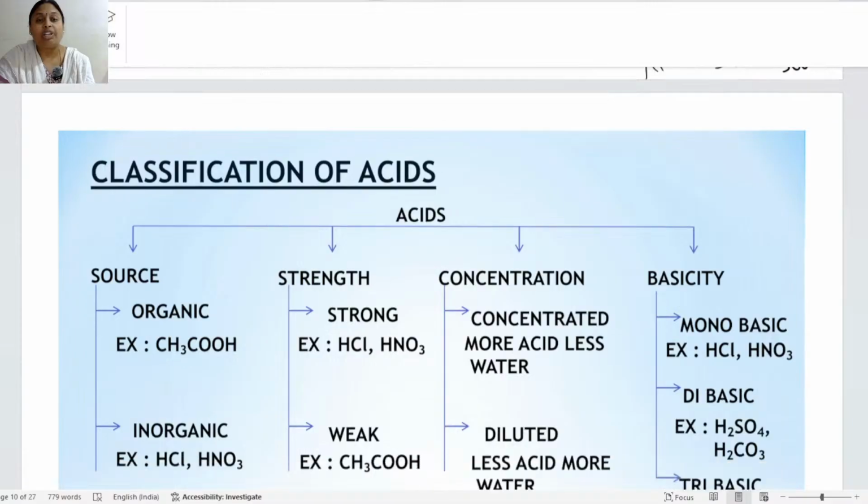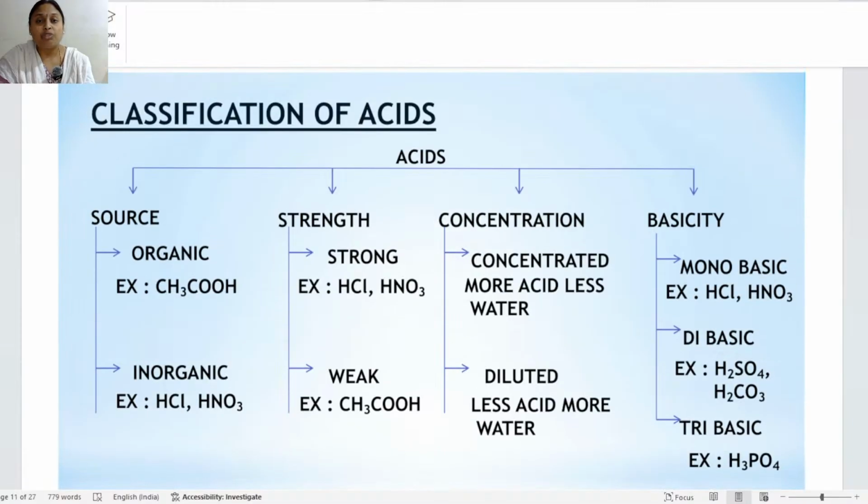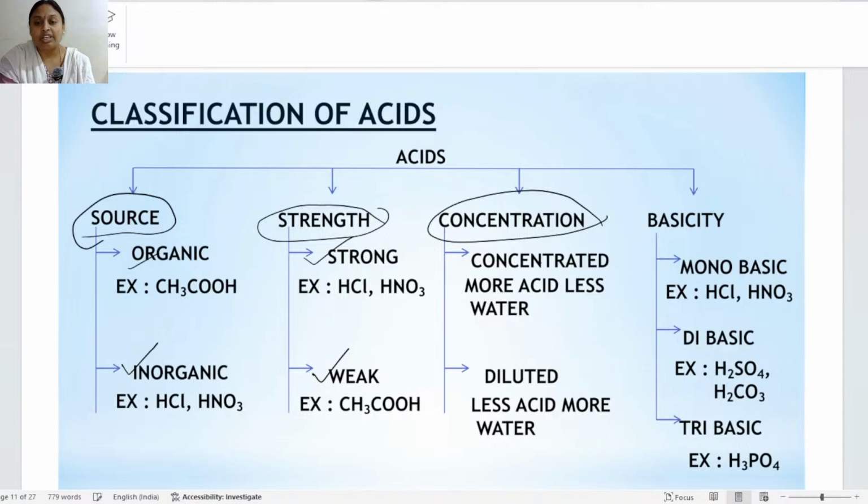So next, we will go for the classification of acids. When it comes to the classification of acids, we have different streams. First is based upon the source from where we are getting the acids. In that case, we have organic acids and inorganic acids. Second is based upon the strength: strong acids and weak acids. Based on concentration, we have concentrated acids and diluted acids. And regarding basicity, we will discuss that later. First, source based, from where we are extracting them.